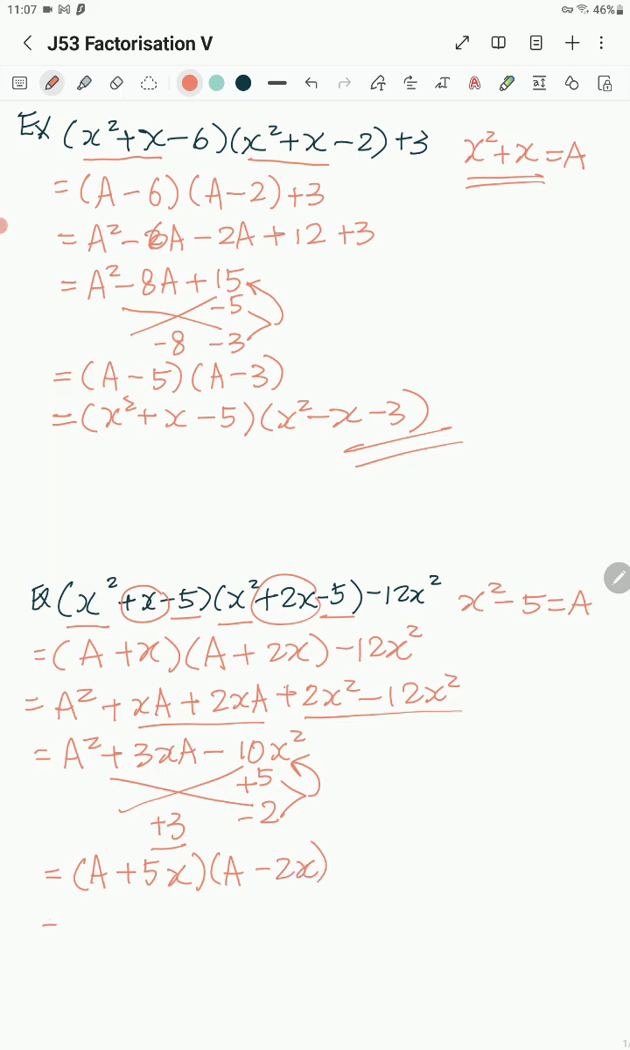Okay, last step, replace the value of a by the original terms. At the same time, I arrange the terms in descending order of the power of x. Okay, then here we come with the answer.